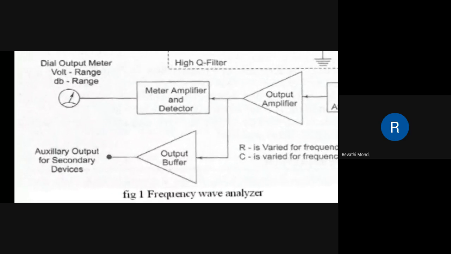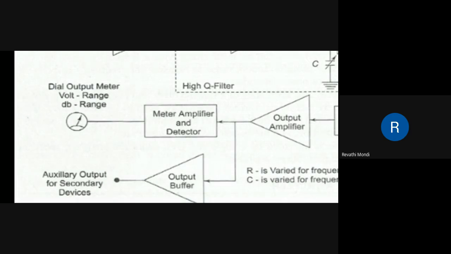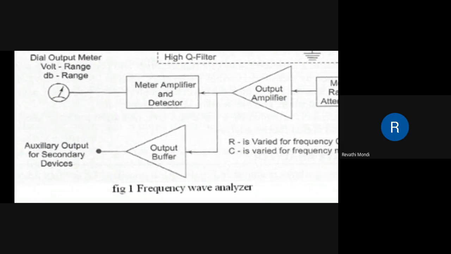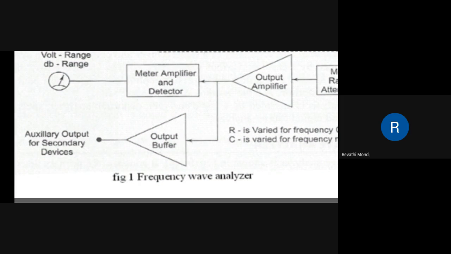This meter has a dial type of output meter, and in this dial there is a needle. It is used to show the voltage range and the frequency powers in the dB ranges. Also, an output buffer is available in this diagram. So this is the frequency wave analyzer block diagram concept only. We already explained this class yesterday also. This is the basic explanation of the wave analyzer concept only.